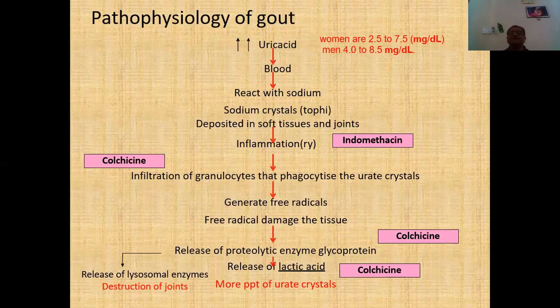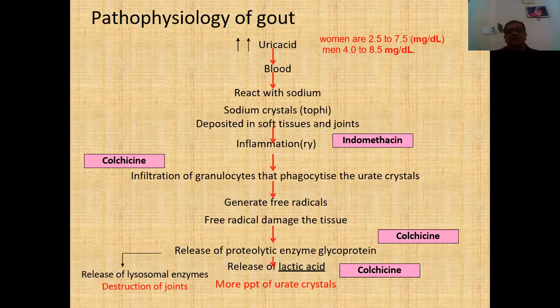The exact mechanism is not to decrease the level or stop the synthesis, but it binds with this particular content, and that is responsible for decreasing the side effects of uric acid. Then, what is the infiltration of glomerulus? Phagocytosis of urate crystals generates free radical damage in the tissue, and in that case we can also use colchicine.